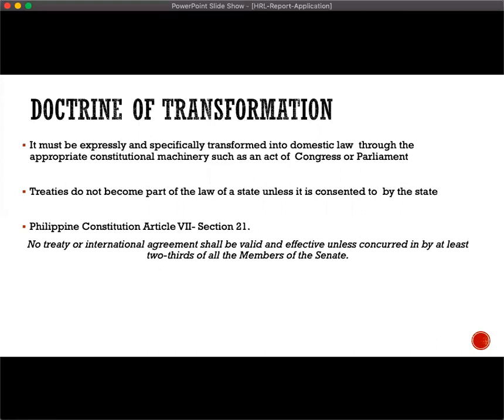Now we go to the doctrine of transformation. So it must be expressly and specifically transformed into domestic law through appropriate constitutional machinery such as the Congress or the Parliament. So treaties do not form part of the law unless a statute is being implemented, or a local statute is being implemented. Okay, so in the Constitution, Article 7, Section 21, it says there, no treaty or international agreement shall be valid and effective unless concurred in by at least two-thirds of all the members of the Senate.